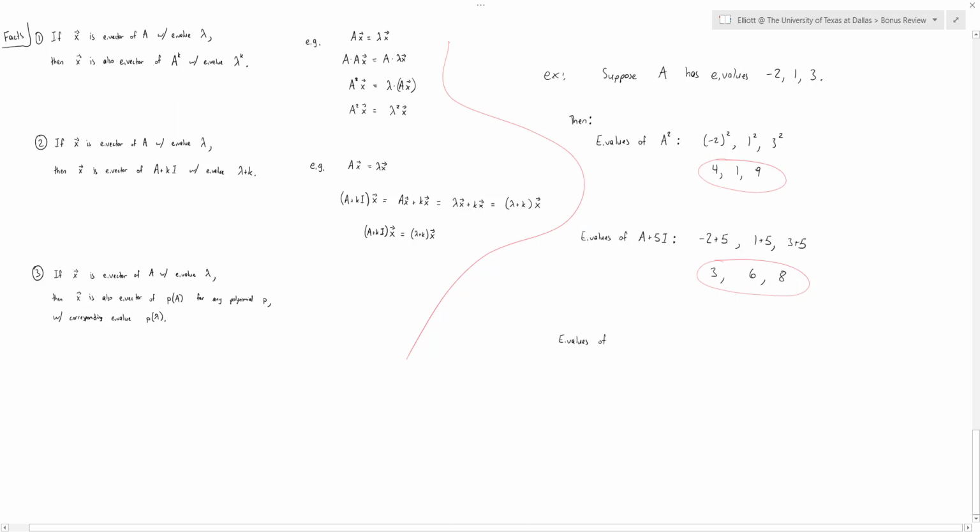And then to illustrate the third property, let's say we wanted the eigenvalues of 2A cubed minus 3A plus 4I. Okay, so this over here is a polynomial of A, where the corresponding polynomial is p of t equals 2t cubed minus 3t plus 4. Okay.